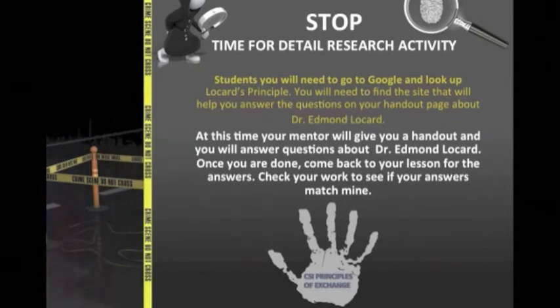Stop right here. It's time for a detailed research activity. I need you to go to Google and find out what Locard's principle means. You will need to find the site that will help you answer the questions on your handout. At this point, a mentor will arrive. She'll give you a piece of paper. You'll write down the answers, and then you'll come back to me, and we'll discuss and see if they match mine.